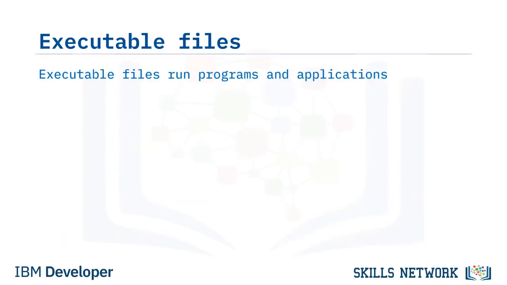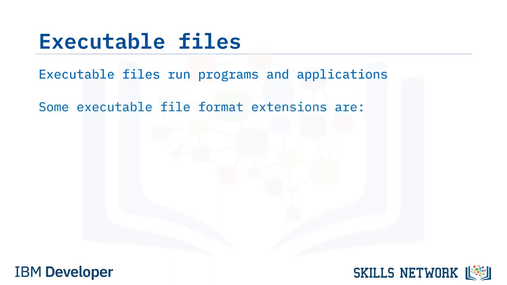Executable files run programs and applications. The executables may be part of the operating system, an installation package, or an application that runs on the computer. Being familiar with the types of executable file types is important so you understand what will be running on your computer. Some executable file formats and extensions are as follows.